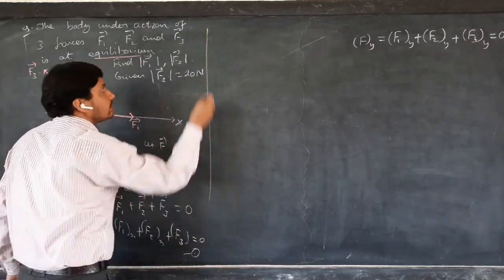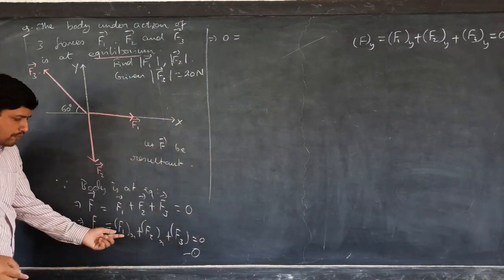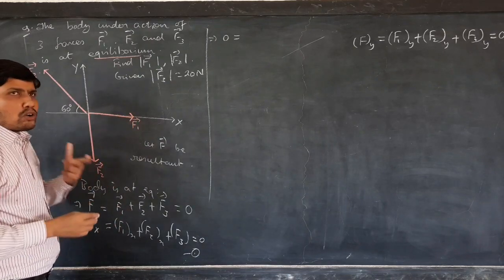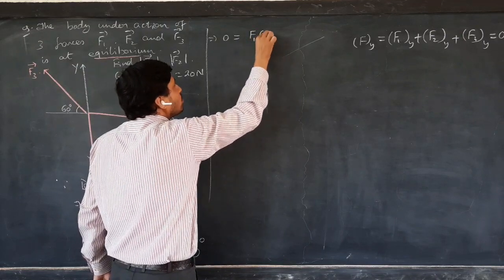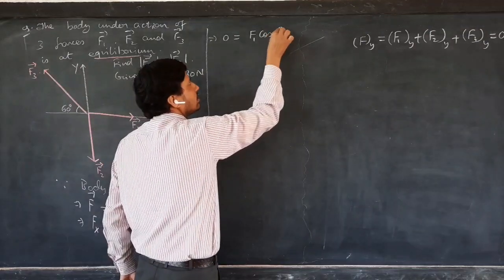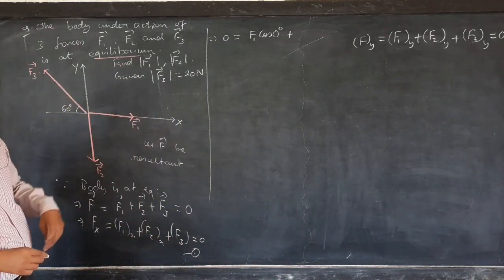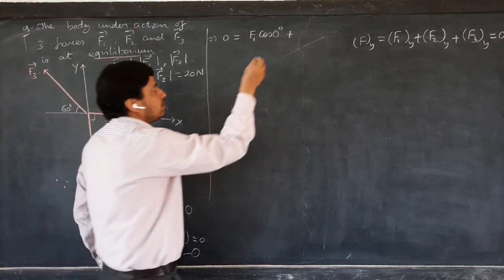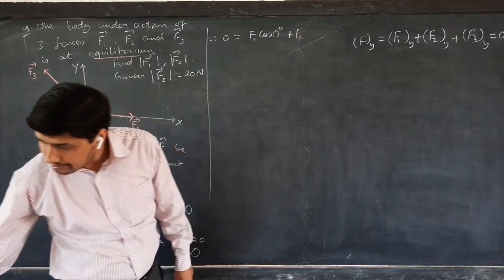So from 1, Fx value is 0, so I'll write 0 is equal to F1x, the x component of force 1. F1 vector is this one. We do not know its value. So its x component will be F1 into cos of the angle which it makes with the x-axis, that is 0 degree, plus the x component of F2. F2 is in this direction. It makes 90 degree with the x-axis, this one. So here we'll write F2 times, you know how to find the components, cos 90.